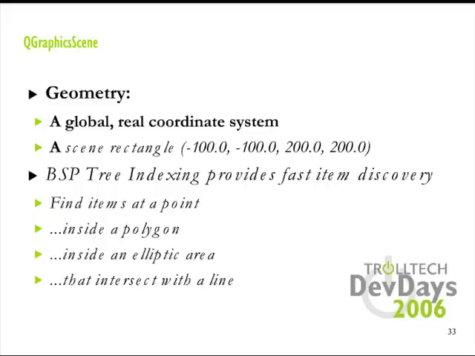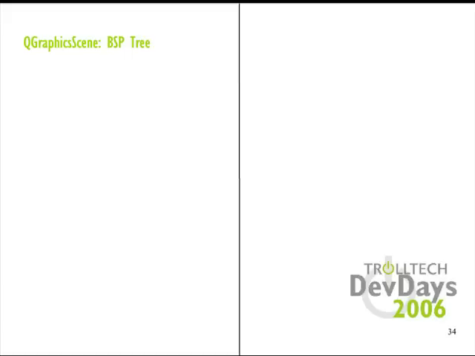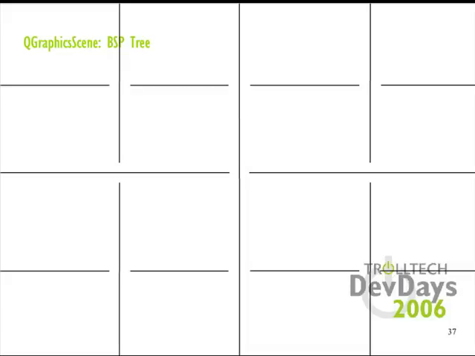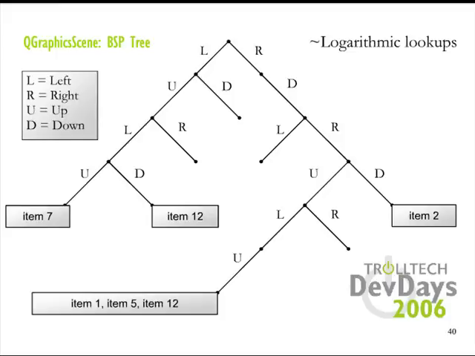And just to illustrate quickly how it works, basically you take the entire scene and split it in two horizontally, then you split those two segments in two vertically, again, and again, and again, and you end up with this binary tree of up and down, left and right, something looking like this, where you have at the end a list of items that intersect this particular region. So by using this tree, we get a logarithmic lookup of all items, which means it scales pretty well.